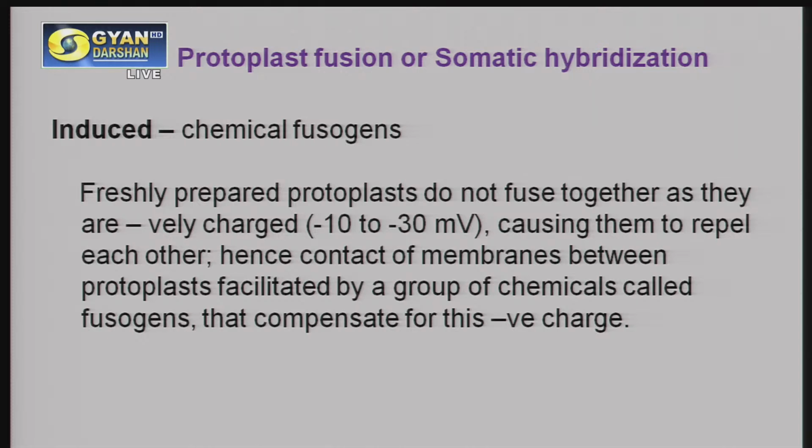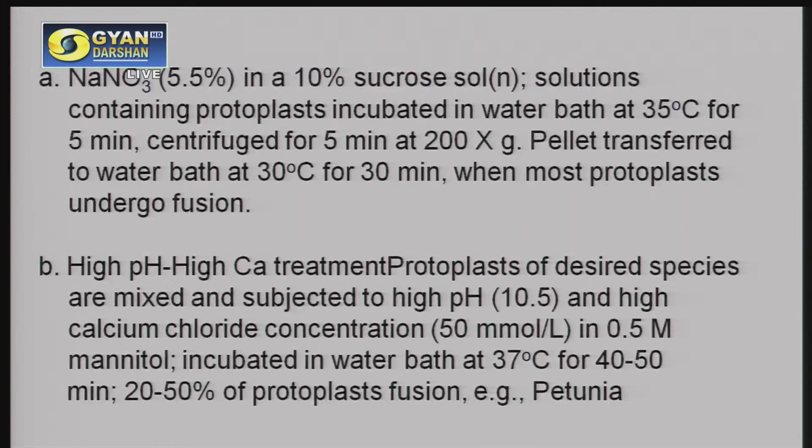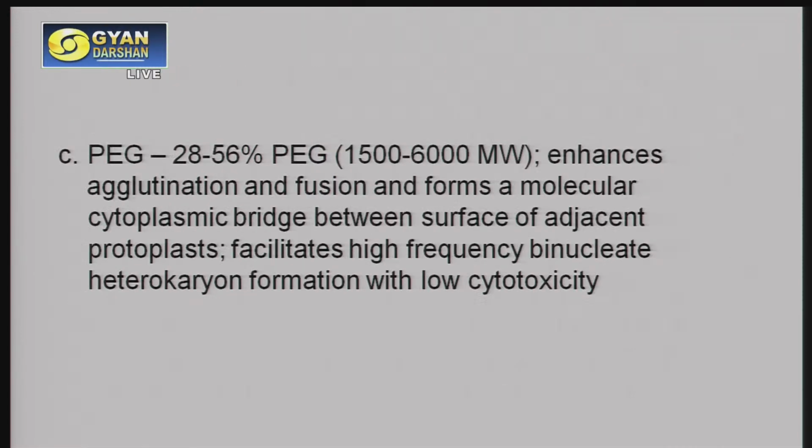Normally this is a very difficult process, but we can do that using certain chemical agents like sodium nitrate. You can use high pH, high calcium treatment, and last but not least, you can use polyethylene glycol, that is 28 to 56%, which actually enhances the agglutination and fusion. It actually induces the fusion of the protoplasts.